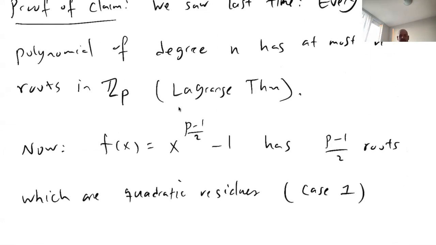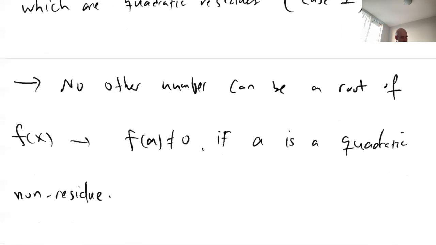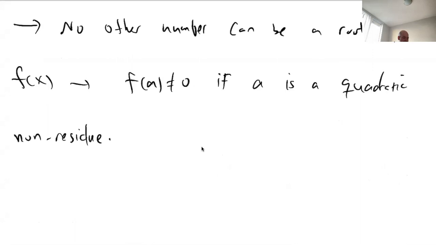So I repeat one more time the reasoning. This function is a polynomial of degree (p minus 1) over 2, and therefore it has at most (p minus 1) over 2 roots. But I already found (p minus 1) over 2 roots for this: all the numbers which are quadratic residues in ZP. So no other number can be a root for this function. That means f of a is not equal to 0 if a is a quadratic non-residue.